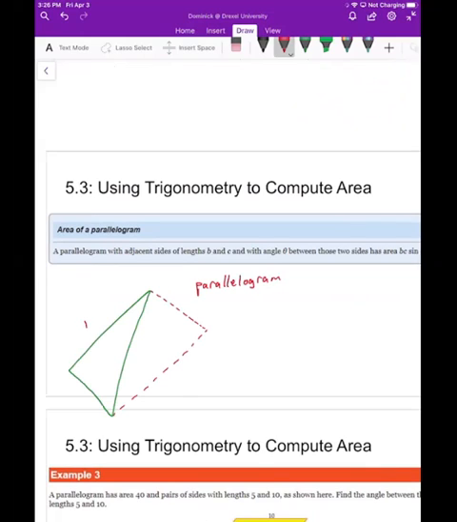Right, and adjacent sides B, C, and the angle between them. So of course, it should follow naturally that the area of this would just be B times C times sine theta, because you would double the previous formula, and when you multiply it by 2, it would cancel out with the 1/2. So this is sort of a nice extension from a triangle to a parallelogram.